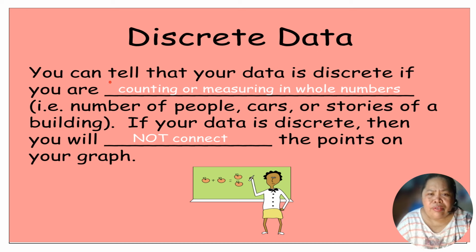Okay, so what's the difference between discrete and continuous data? You can tell that your data is discrete if you are counting or measuring in whole numbers. Examples: number of people, cars, or stories of a building. If your data is discrete, then you will not connect the points on your graph. Okay, just like all the data.